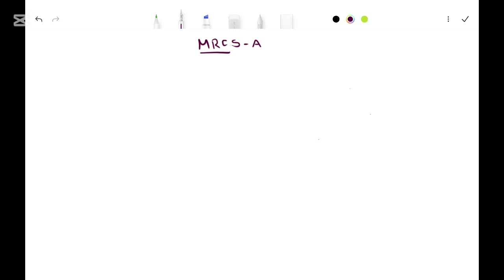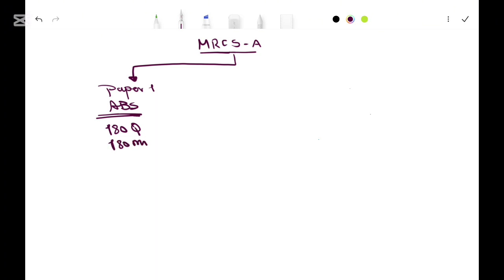So it's a computer-based exam with single best answer questions, and it is composed of two papers taken on the same day. Paper 1 is focusing on applied basic sciences, which includes anatomy, physiology, and pathology predominantly, but it does contain other topics. And it is composed of 180 questions taken over 180 minutes. So a minute for every question.